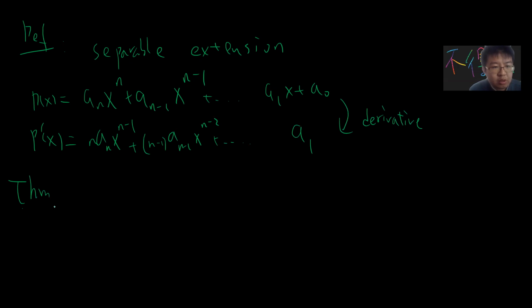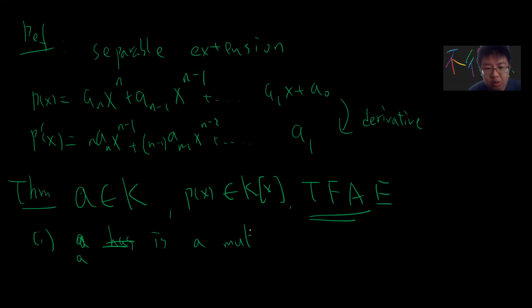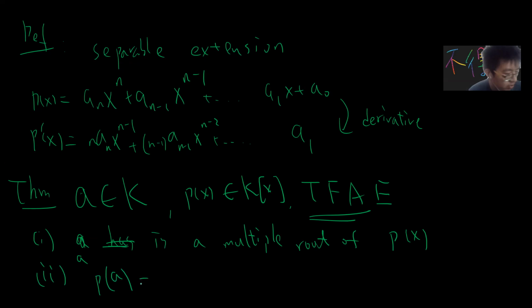Okay, so the theorem says that if a belongs to K and P(x) belongs to K[x], then the following are equivalent. Very simple. The first one is that a is a multiple root of P(x). The second is that P(a) is 0 and P'(a) is 0.